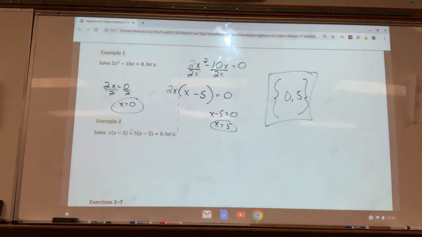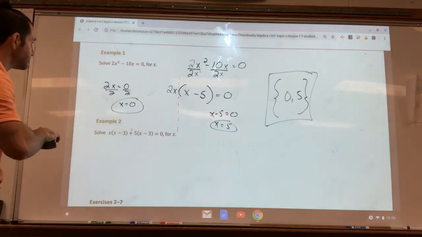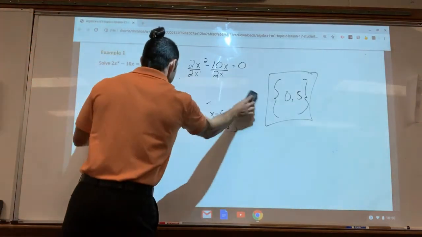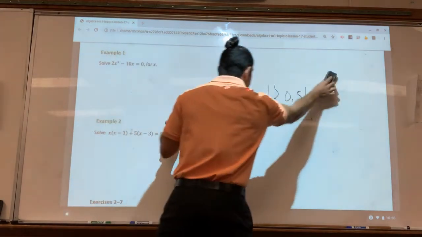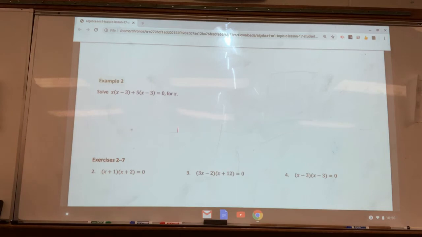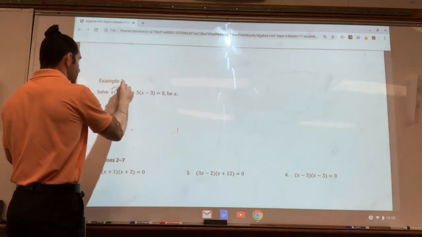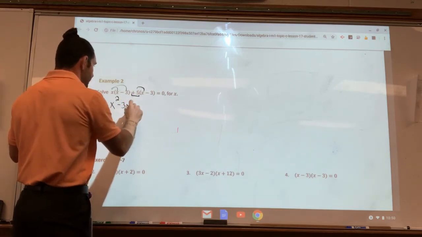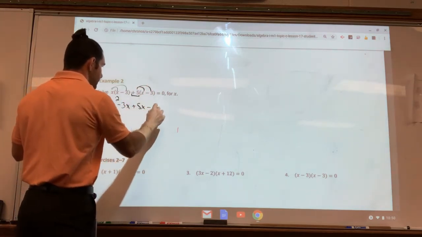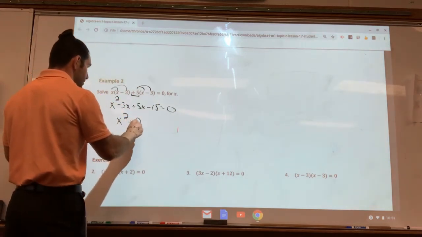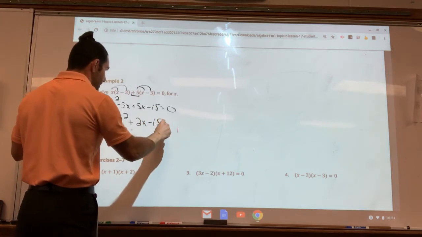Example 2 is trickier. I'm going to come up, get close because I need to see the time. So it's 8:32. That will change as soon as I finish this. So this is trickier because you have to distribute first. X squared, so this is x squared minus 3x plus 5x minus 15 equals 0. So now I have x squared plus 2x minus 15 equals 0.